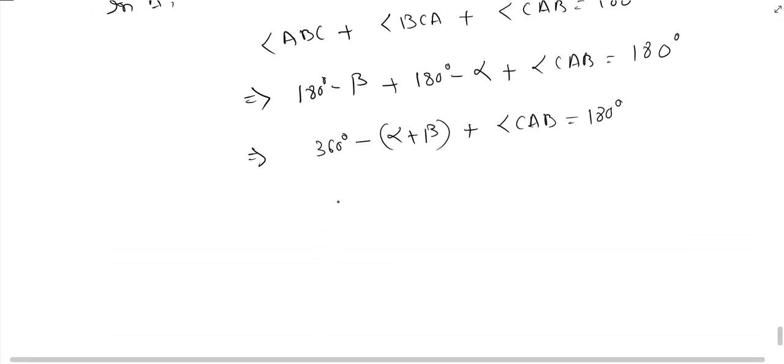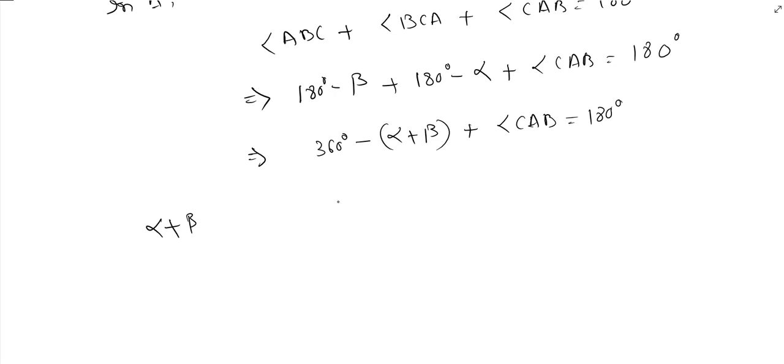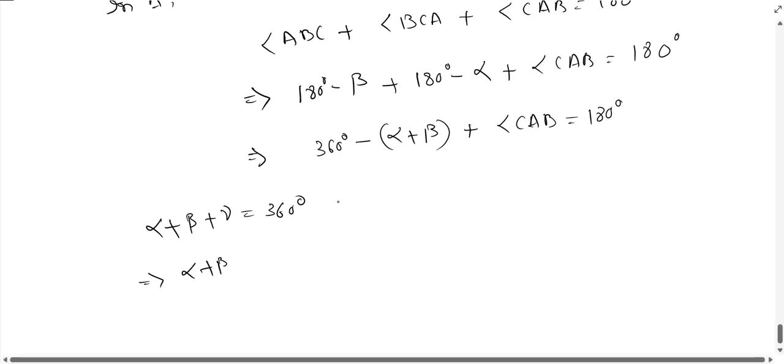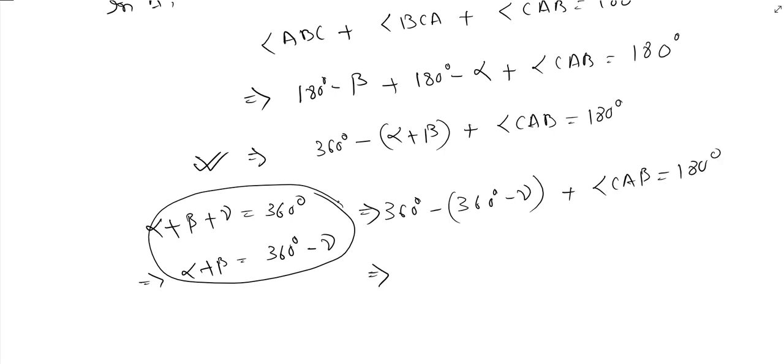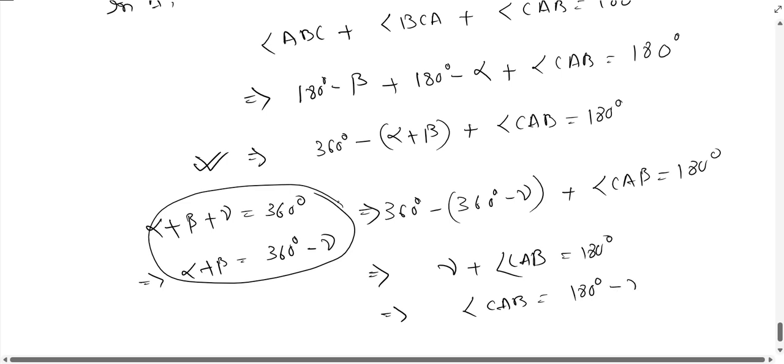And see, in this diagram, alpha plus beta plus gamma equal to 360 degree. That means alpha plus beta equal to 360 degree minus gamma. Okay, so put this value in this equation. So 360 degree minus (360 degree minus gamma) plus angle CAB equal to 180 degree. So gamma plus angle CAB equal to 180 degree. Then angle CAB we will get 180 degree minus gamma.